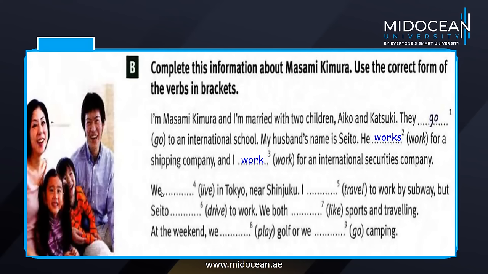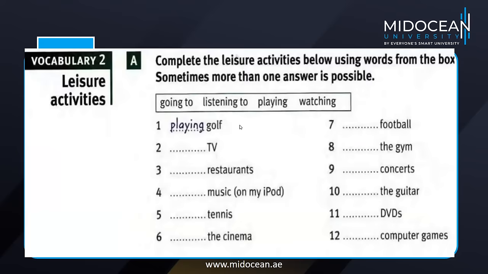We live in Tokyo. I travel to work by subway, okay? But Seto drives. He is a name and singular, so we take "drives" in the singular. We both like sports and traveling. At the weekend we play golf or we go camping. You know camp, a campsite. Okay, camping, where they go and set up camp.